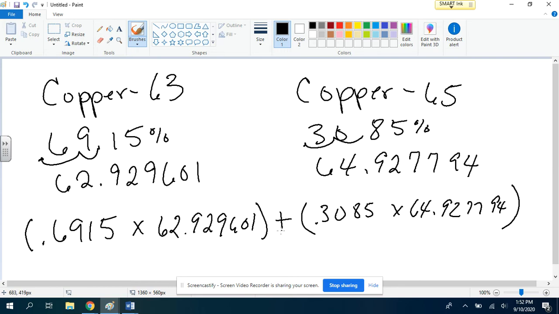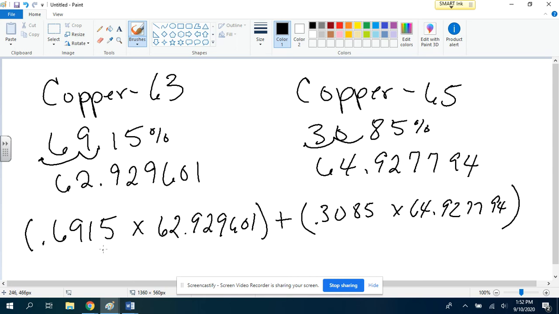Okay. Now, whenever you're doing these calculations, make sure that you do what's in the parentheses first. Okay. Write your answer down, then do these parentheses, write your answer down, and then add them together. Okay. So real quick, I'll stick this in my calculator so that if you're working along with me, which you should be doing to make sure you can do this, stick these in your calculator. This 0.6915 times 62.92961. It's a huge number, I know.